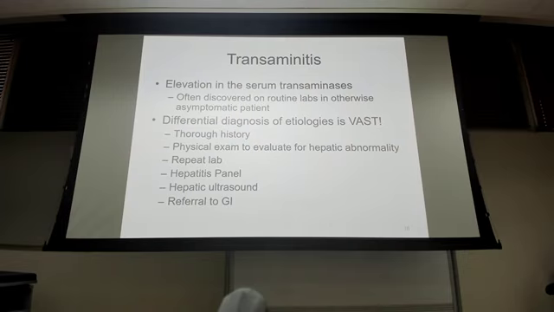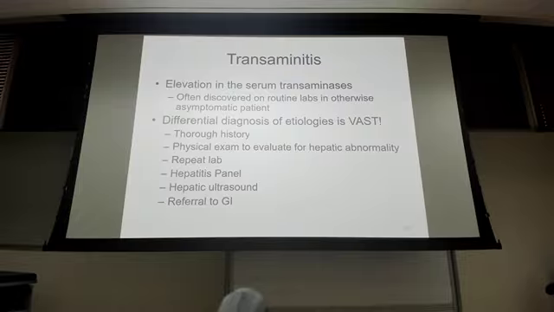A lot of times when we have these elevations in ALT and AST, it's just going to be an otherwise asymptomatic patient. And now we're seeing these elevations and abnormal labs with the transaminases, and we have to start figuring out what's going on, and the differential is gigantic, right? The etiologies are just so vast because we talked about all of the processes that our liver does for us in normal homeostasis. That's just a partial list. We talk hundreds of functions. When we have transaminitis, our differential starts off really, really broad.